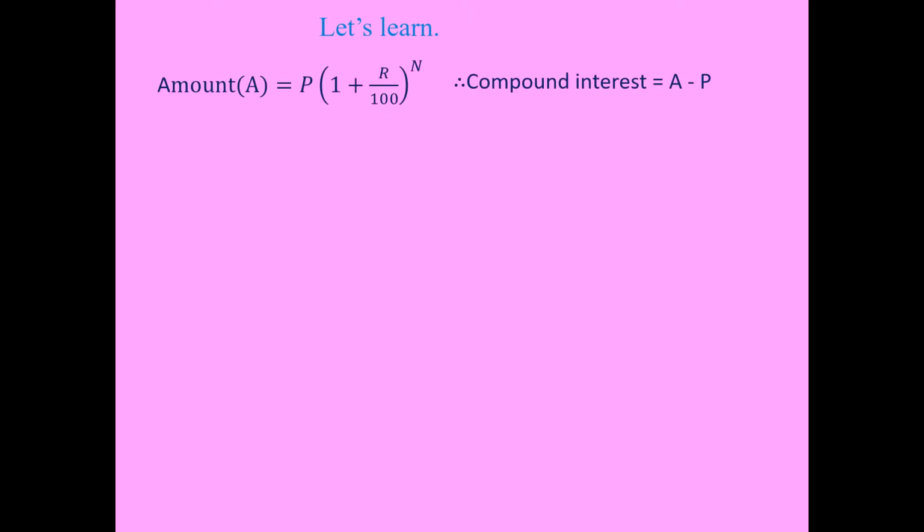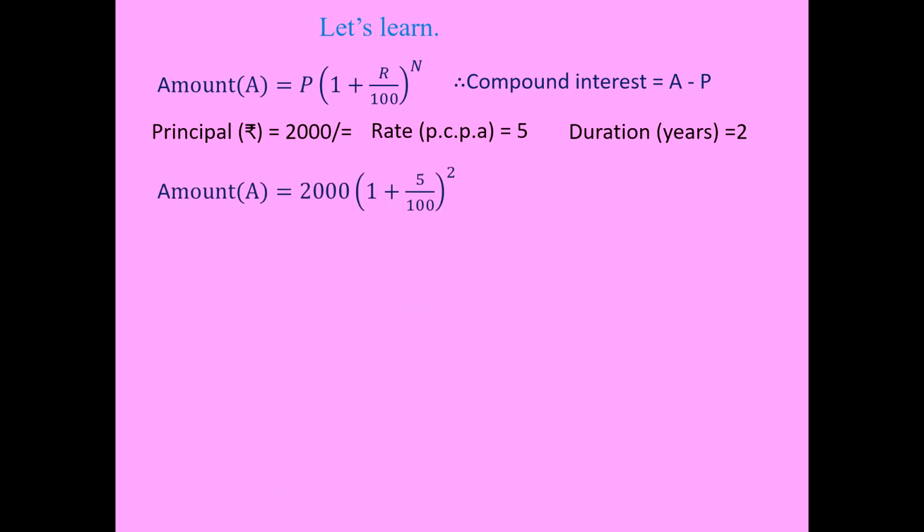So the compound interest formula: amount equals P into (1 plus R upon 100) raised to N. And after calculating the compound amount, we can calculate compound interest, that is A minus P. So the first example, principal is given as 2000, rate is 5 and duration is 2 years. So we have substituted the formula.